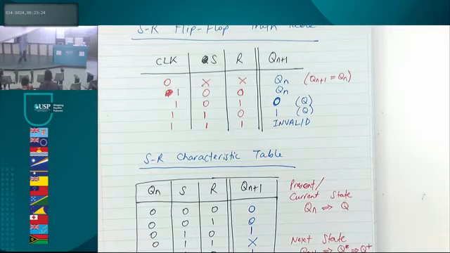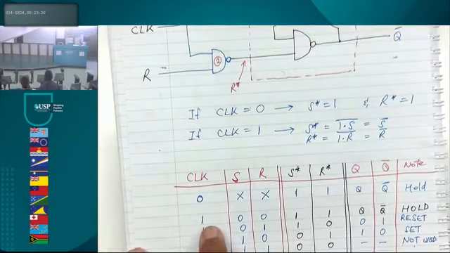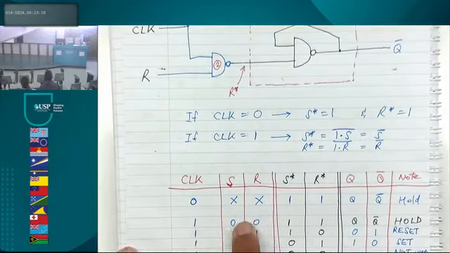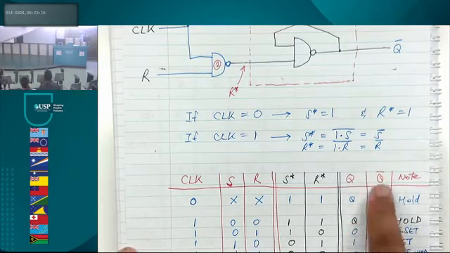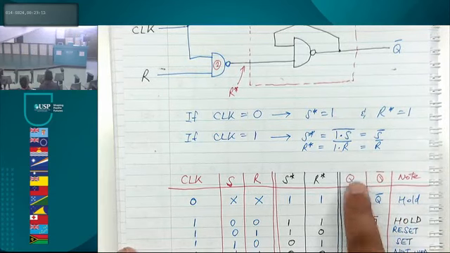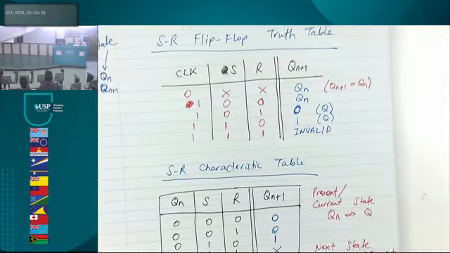Now, let's follow the next line. If clock is 1, and S and R are both 0, we jump all the way here, you are in hold mode. Q is equal to Q, so Qn plus 1 is equal to Q again.